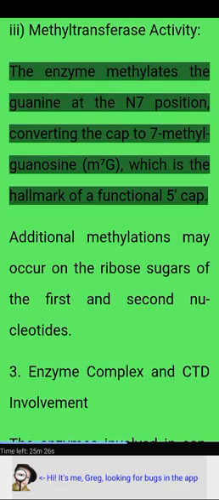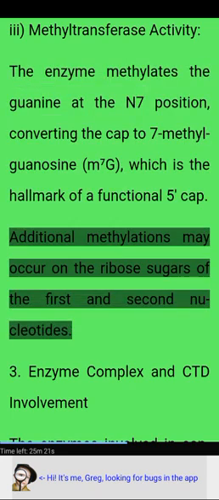Methyltransferase activity: the enzyme methylates the guanine at the N7 position, converting the cap to 7-methylguanosine, m7G, which is the hallmark of a functional 5' cap. Additional methylations may occur on the ribose sugars of the first and second nucleotides.